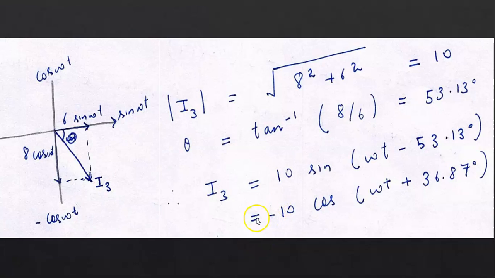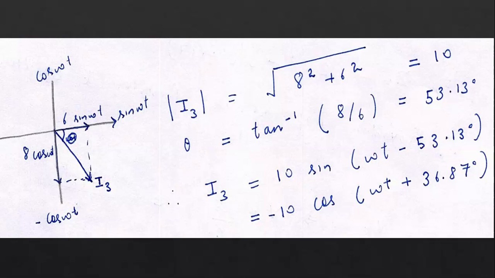So mod of I3 will be under root of 8 square plus 6 square, and for the angle theta, tan theta will be equal to 8 by 6. So we get I3 as 10 at an angle of 53.13 degrees. In fact, tan theta will be equal to minus 8 by 6. So the angle theta will be minus 53.13 degrees.